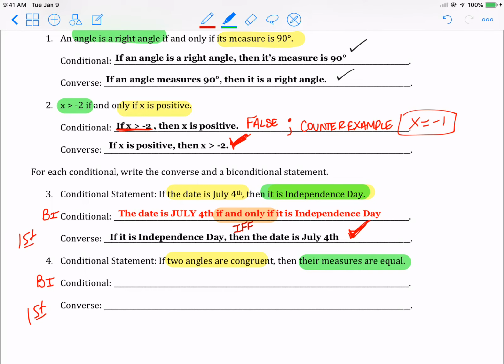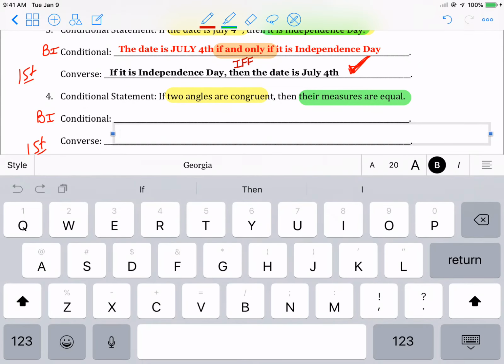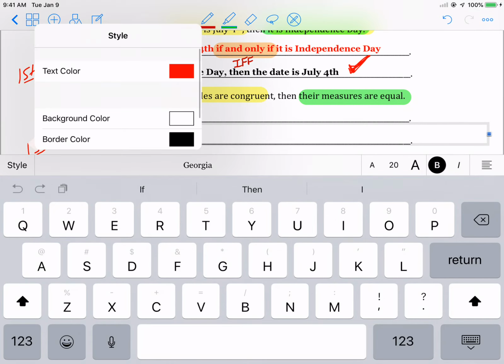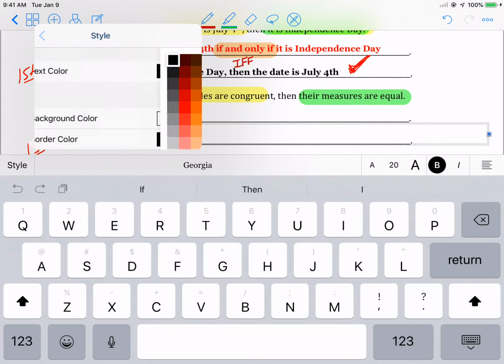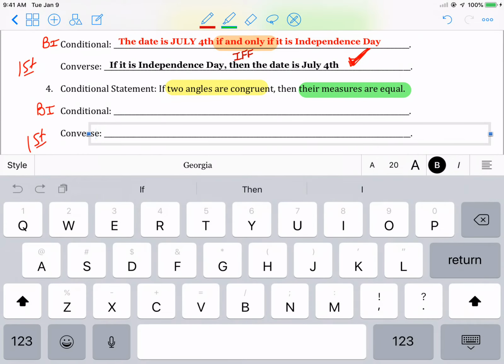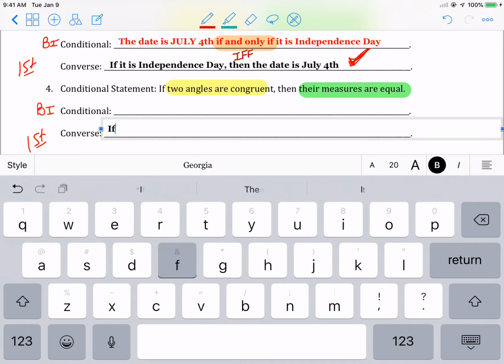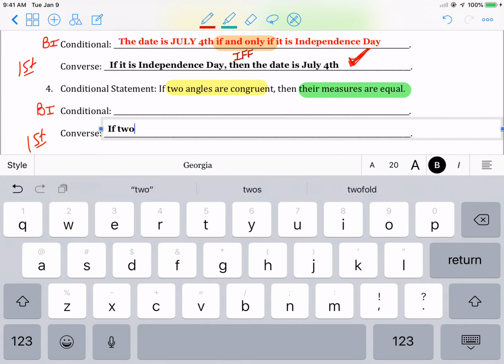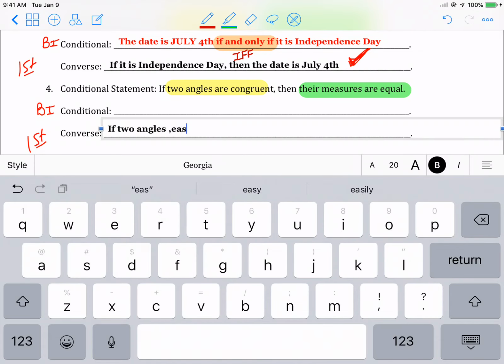So we want to write our converse first. Let's change it back to black. So if our green is going to come first. If two angles' measures are equal, then they are congruent.